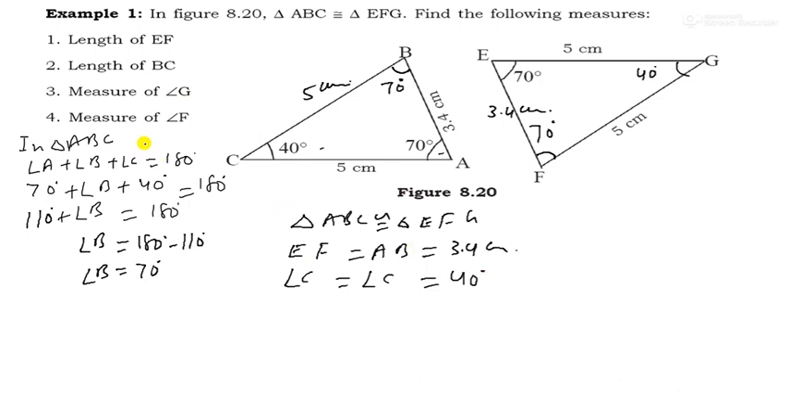Now which one? Angle F. Where is angle F? This one. Angle F is equal to which angle? It is angle A. So you can write angle A, that is 70 degrees. So these are the answers of these questions. So that is the answer. You can write the answer.